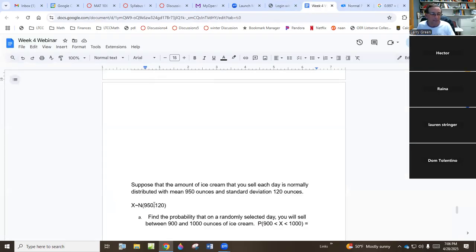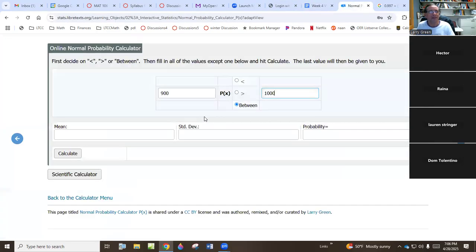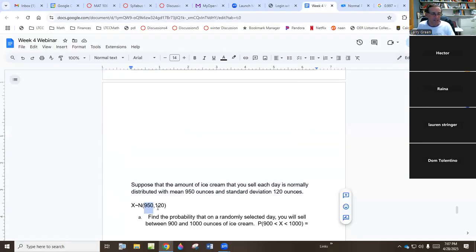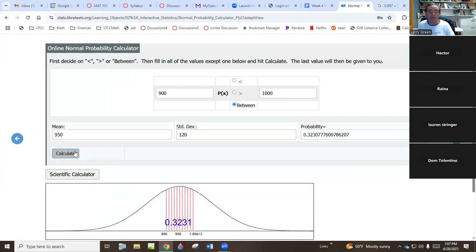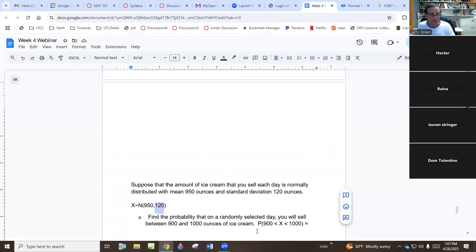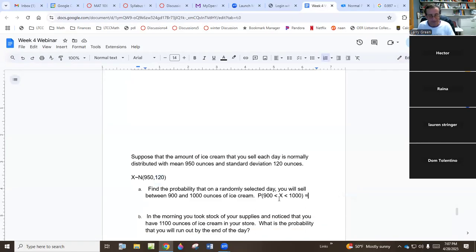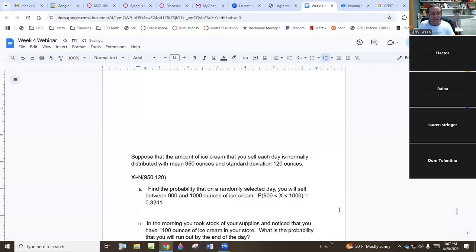The mean is 950. The standard deviation is 120. And I click calculate. And you get about 0.3231 rounded to 4 decimal places. Any questions on part A?